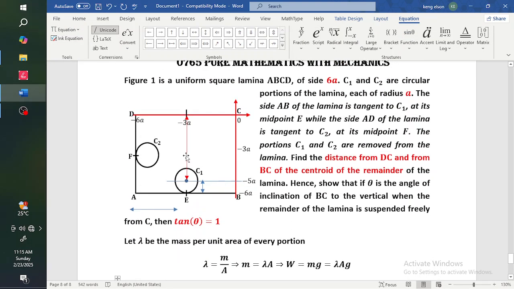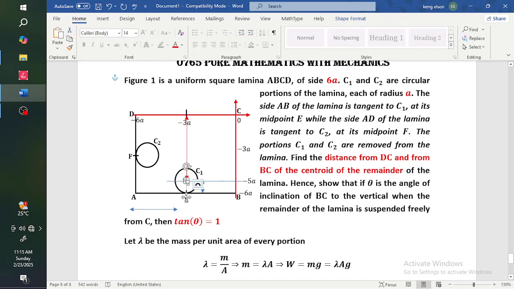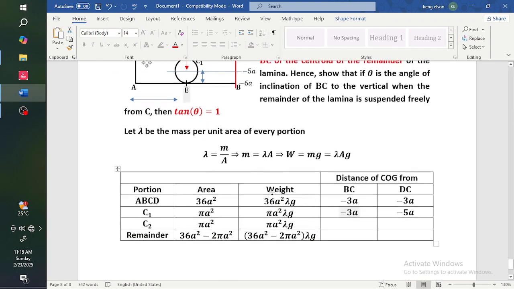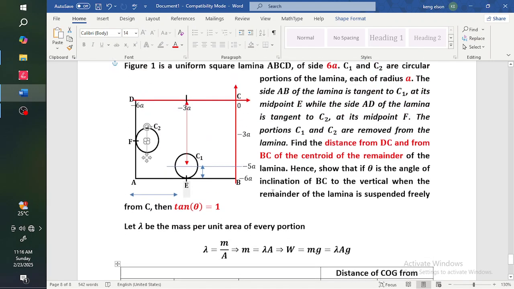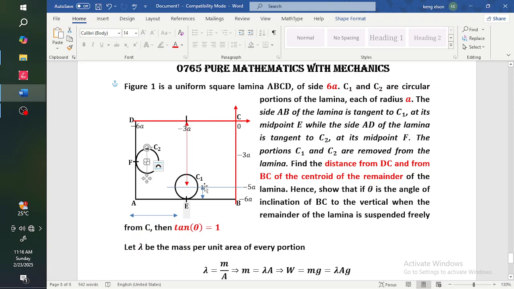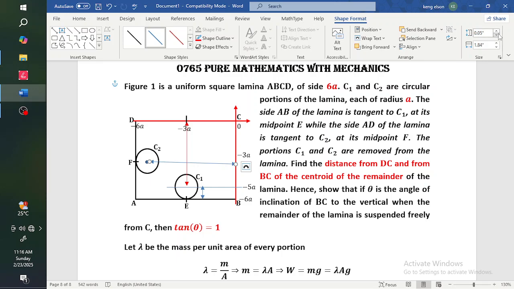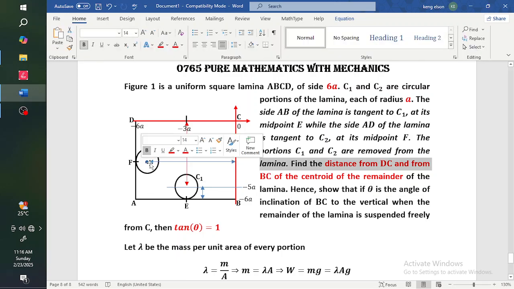So we are shifting to C2, and we are going to indicate this is the center of C2. Here's the center of C2. Now next thing, what is the distance of the center of mass of C2 from BC? The distance of the center of mass of C2 from BC is the horizontal distance from this center of mass right up till BC. We need that distance.